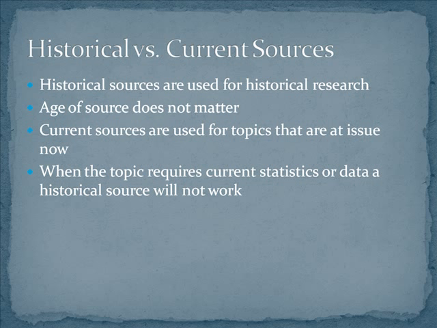Sources can be current or historical. Current sources are usually best if they are no more than 5 years old. Some topics may necessitate even newer sources. When doing historical research, on the other hand, the age of the source is not relevant. Sometimes the older the source, the better.